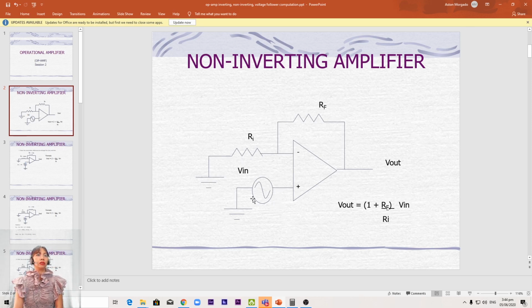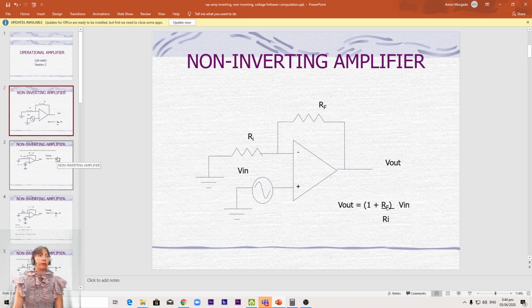So you take a look at the Vin. Take note that RF is connected from the output to the input, so pin 6 to pin 2, then R is connected from pin 2 to the ground. Again, it is the Vin which defines whether the op-amp is inverting or non-inverting. So if it is a non-inverting amplifier, we have Vout is equal to 1 plus RF over Ri times Vin.